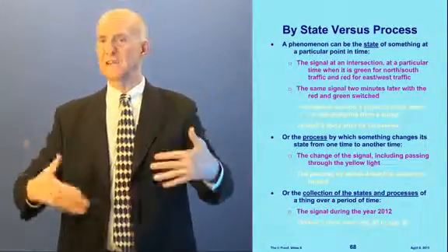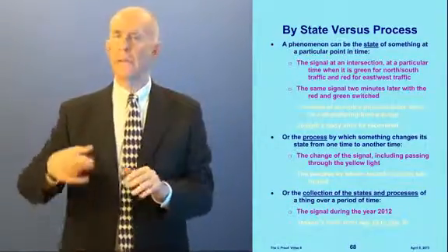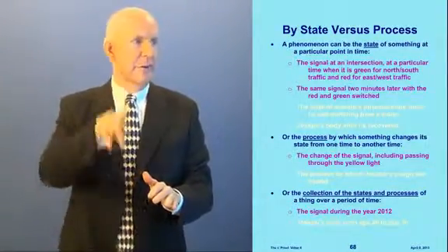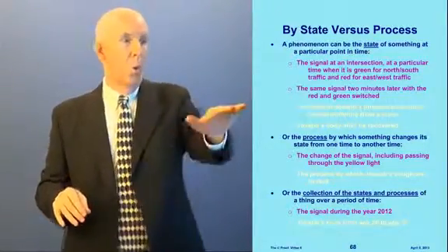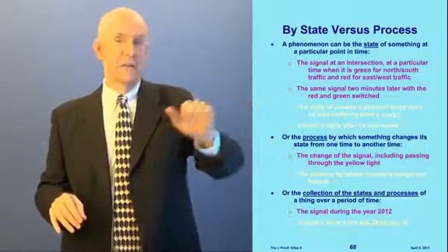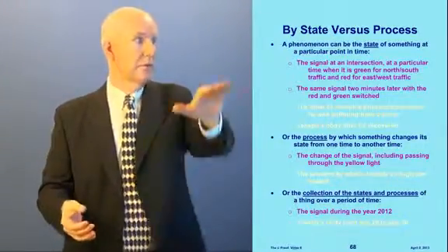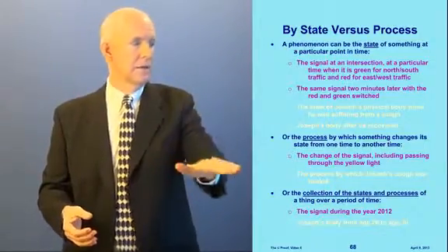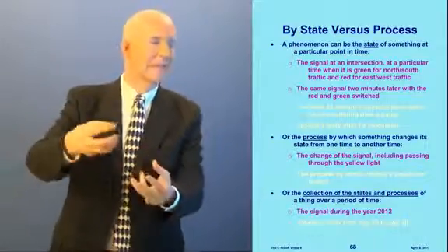How about we have a signal, a traffic signal. We have a signal at an intersection at a particular time when it is green for the north-southbound traffic and red for the east-west traffic. Or another state of that signal is 2 minutes later when the red and the green are switched the other way. Okay, these are states. How about this? The change of the signal, including passing through the yellow light.